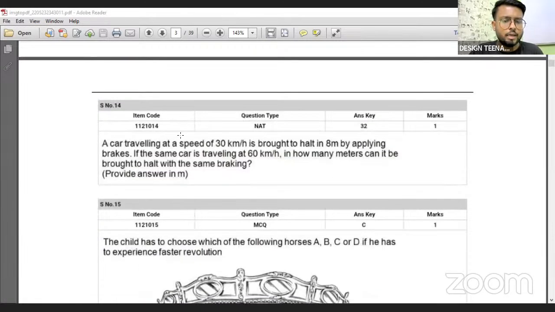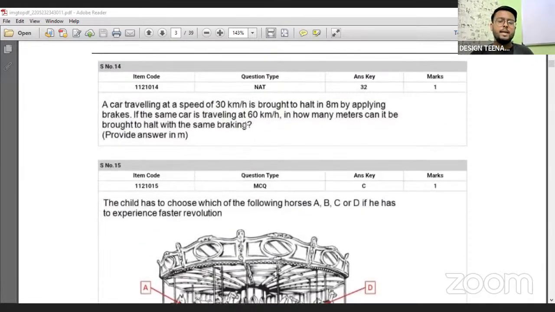Now this is what: a car traveling at a speed of 30 is brought to a halt in 8 meters by applying brakes. If the same car is traveling at 60, in how many meters can it be brought to a halt? This is again a calculative one, but something easier. There is nothing very hard here.